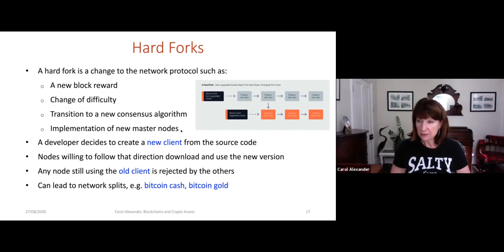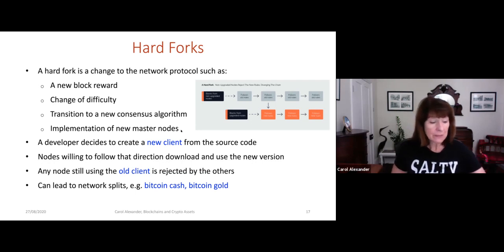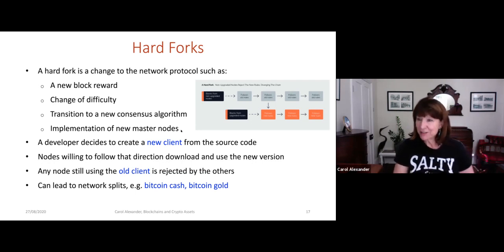Nodes willing to do that carry on with the blockchain, but any node that carries on using the old client software is going to be rejected now. And this has happened in the past where there's been disputes about changes in protocol. And that's why we have these coins called Bitcoin Cash or Bitcoin Gold, because the network disagreed with the developers' suggestion for change, and they carried on running the old client code. It becomes a new, an old blockchain, but it's divorced from the new one.